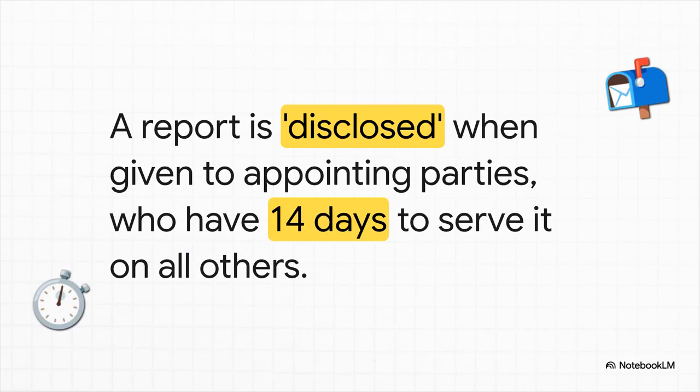Once the report is written, Rule 429O tells you exactly how to disclose it. And it's a formal 2-step process. First, the report is given to the parties who appointed the expert. As soon as that happens, a 14-day clock starts ticking. They have exactly 2 weeks from that moment to get a copy to every other party in the case.